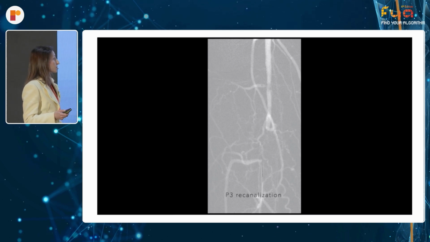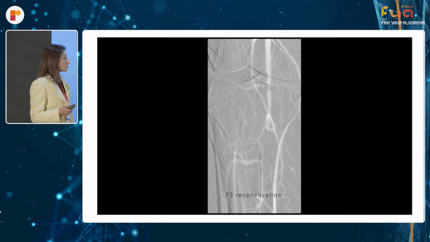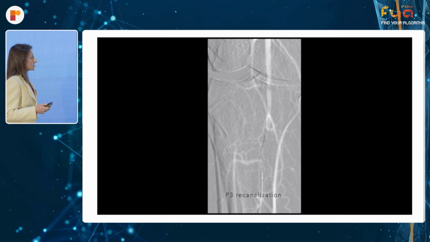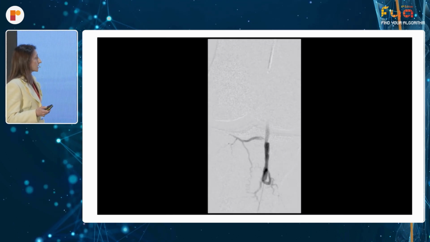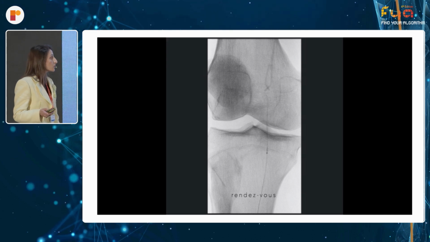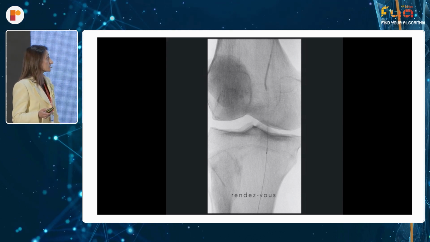And then we perform a P3 recanalization with the same strategy. And once we were at the P2 segment, we performed an angio just to confirm we were in the right position. And finally, we achieved the rendezvous with the wire and our 4 French bursting catheter.